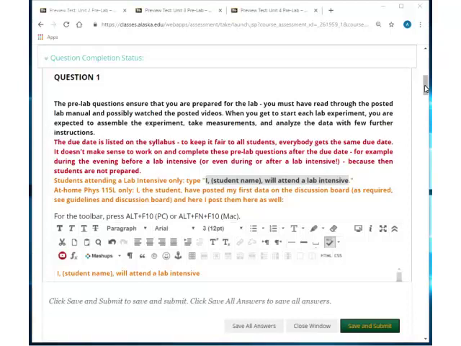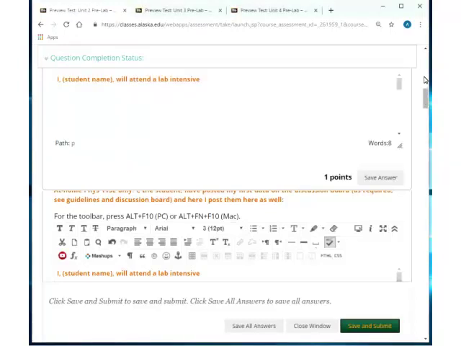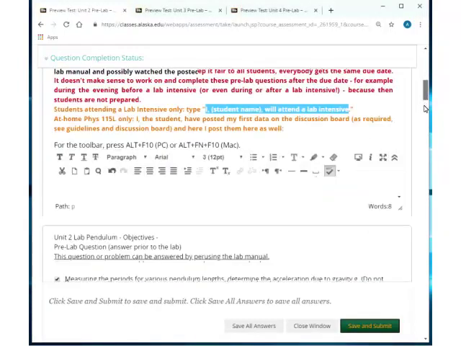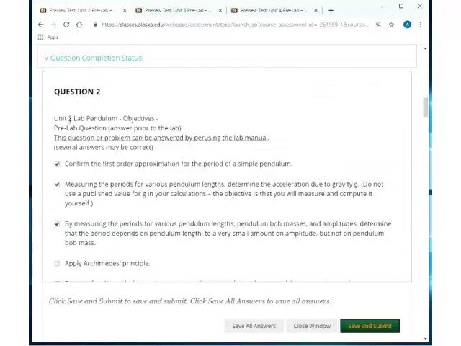All right, better. So question 1, you, the student, will attend a lab intensive. One of the labs is the pendulum, the objectives. So look these up. That's what the pre-labs are for. Look at the lab manual so that you're prepared for the lab intensive.